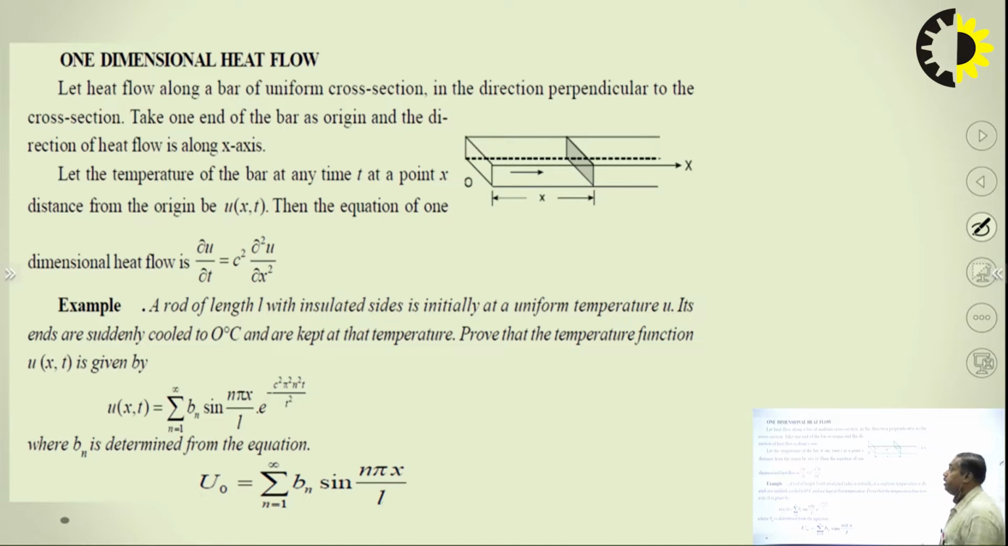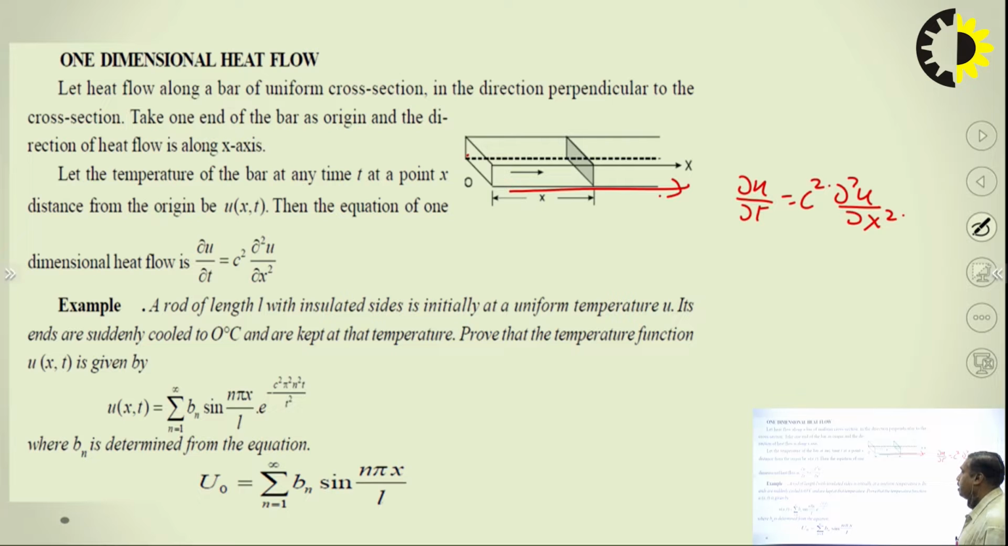First of all, we shall find the differential equation of the one-dimensional heat equation. Let the heat flow along a bar of uniform cross-section in the direction perpendicular to the cross-section. One end of the bar is the origin, and heat is flowing along the x-axis. The equation is given by del U over del t is equal to c square del square U over del x square. That is the one-dimensional heat equation.